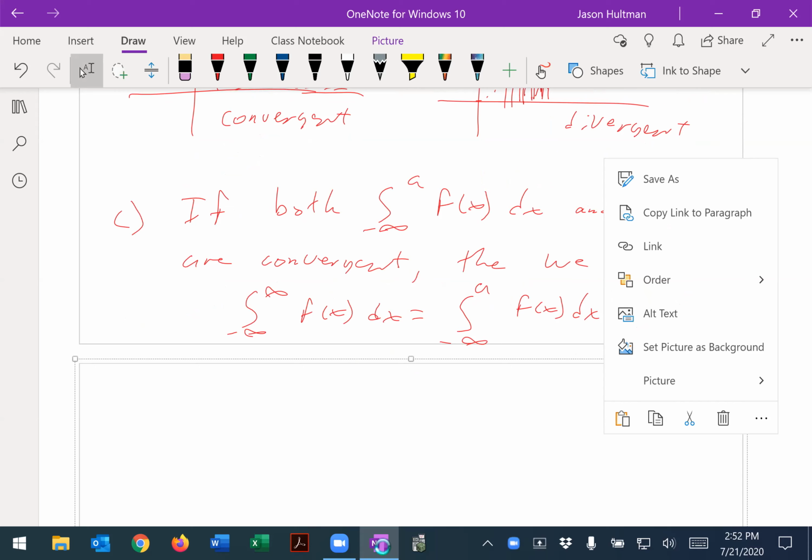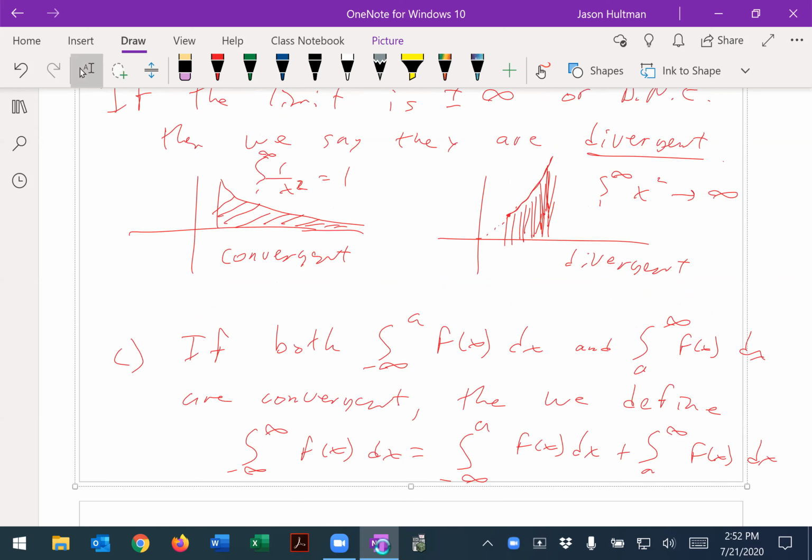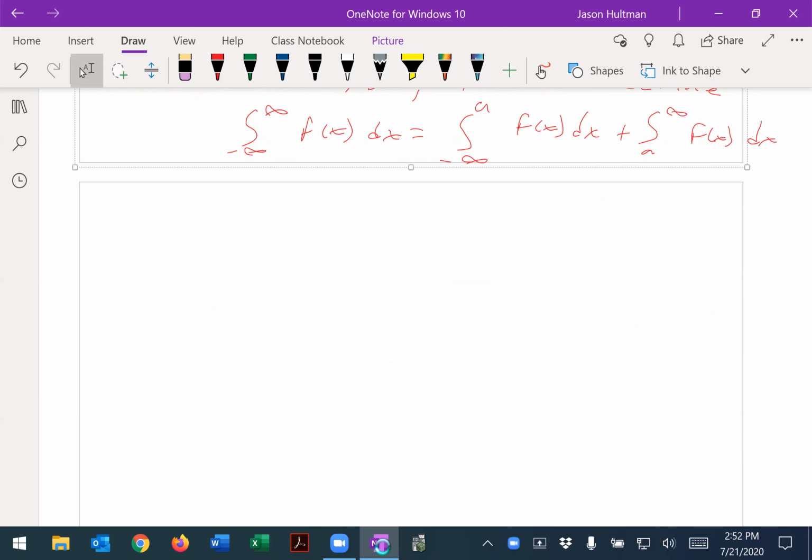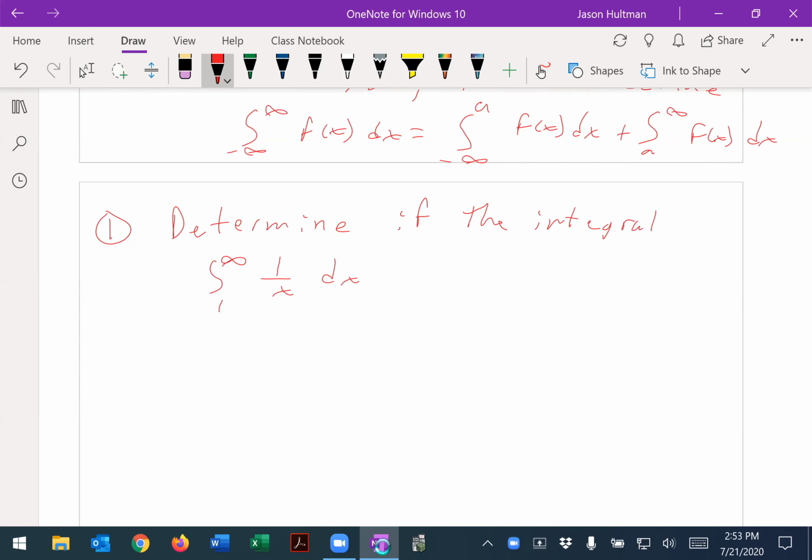Okay, so let's do an example with our newfound knowledge. Number one, determine whether the integral from 1 to infinity of 1 over x is convergent or divergent. Oh, there's our friend again.